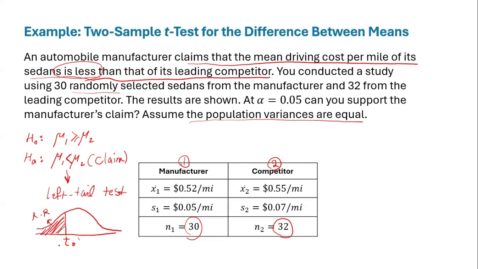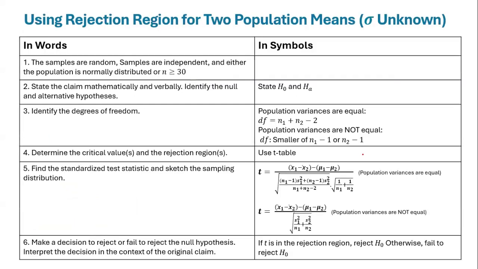Now I need to find the critical value. To find this value, I need to use the t-table. But to use the t-table, I need to know the degrees of freedom. Since population variances are equal, I'm going to use the formula for that, which is n1 plus n2 minus 2. And then after finding the rejection region, we use this formula to find the test statistic as well.